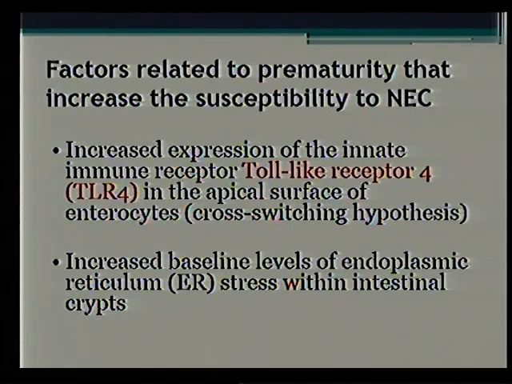So now coming to the pathogenesis of NEC. As we all know, there are a host of factors which contribute to prematurity-related NEC events. So I am just going to highlight the newer things in these aspects. Here the important thing is the toll-like receptor, which is expressed on the apical surface of the enterocytes. We call this the cross-switching hypothesis.